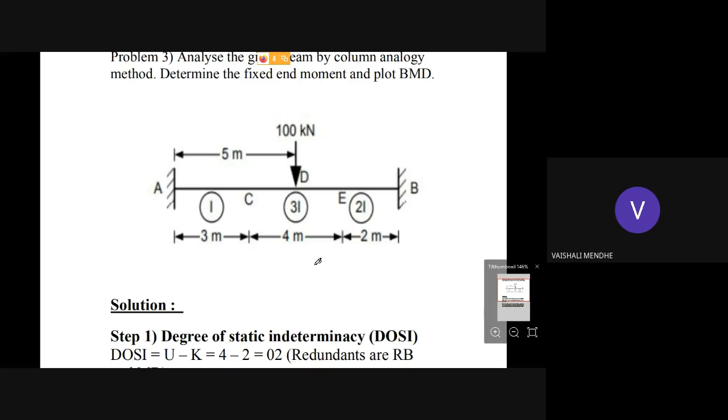Steps will be the same as before, only there will be a change in the analogous column section and your MS diagram or MS by EI diagram. So here you can see that this is the beam ABCDE, and a 100 kilonewton load is acting at a distance of 5 meter from A. Whatever analysis we are doing here is only for the analysis of a fixed beam. Okay, so this is the solution.